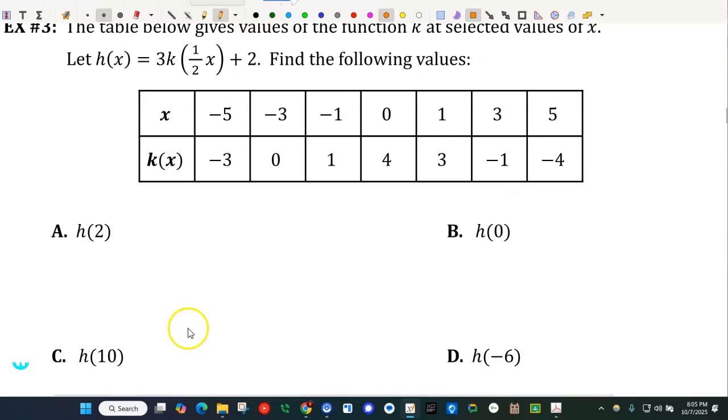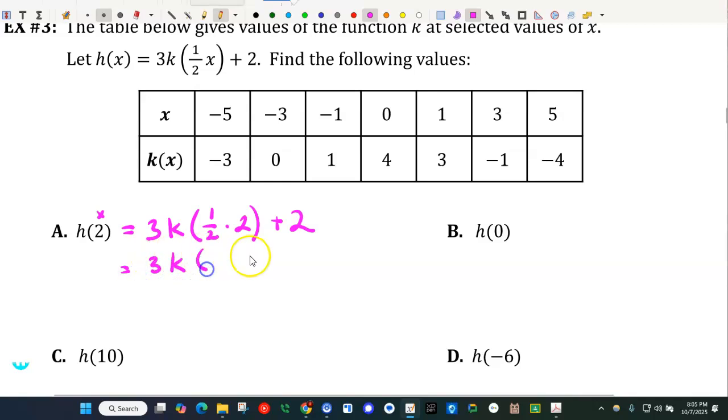All right. So we have h of 2. So I'm going to have 3 times k of 1/2 times 2, plus 2. All right, so I just took this whole function, and this is the value of x. X equals 2, so I'm plugging 2 in for that value. All right, simplify as much as possible. So we have 3k, parentheses here. Half of 2, of course, is 1.